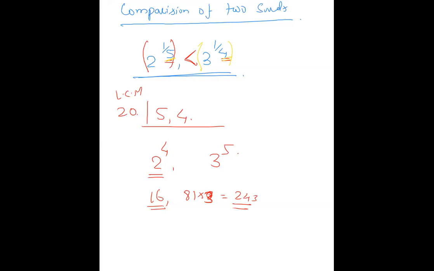5 and 4, right? So take the LCM of 5 and 4, so I'm getting this as 20, right? Giving 20 power to both. So this is only 16, this is 243. So 243 is greater than 16. So 3 to the power 1 by 4 is greater than 2 to the power 1 by 5. Is it okay?